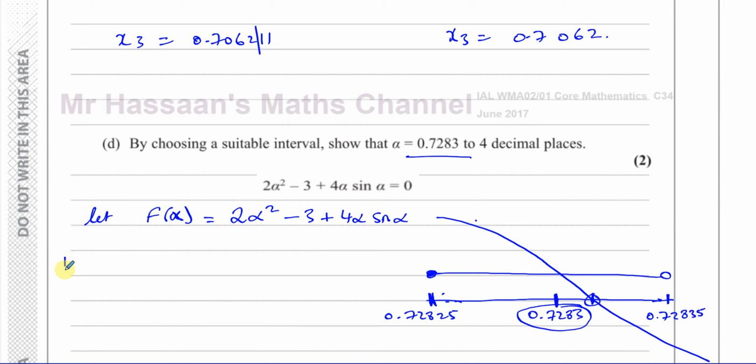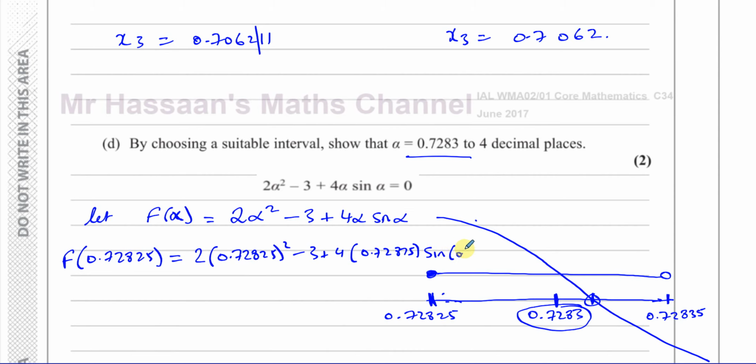Okay, so what I'm going to do is put in the lower bound, which is 0.72825. I'm going to put this into this equation, so I'll have 2 times 0.72825 squared minus 3 plus 4 times 0.72825 times sine of 0.72825. Let me just get rid of this now.